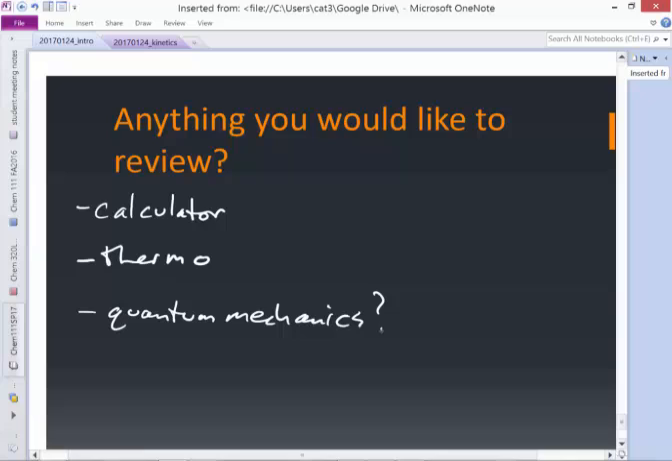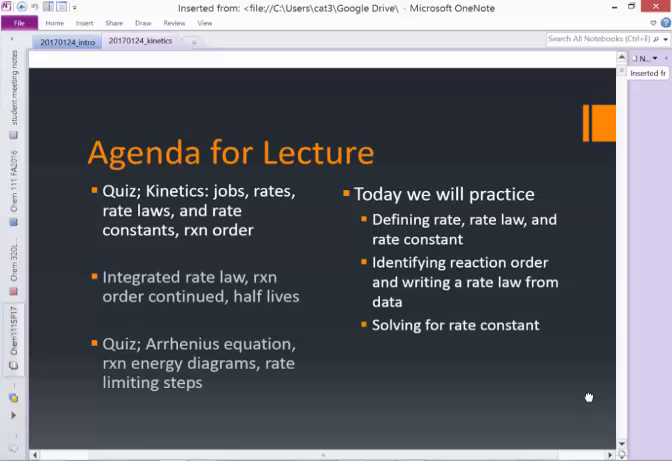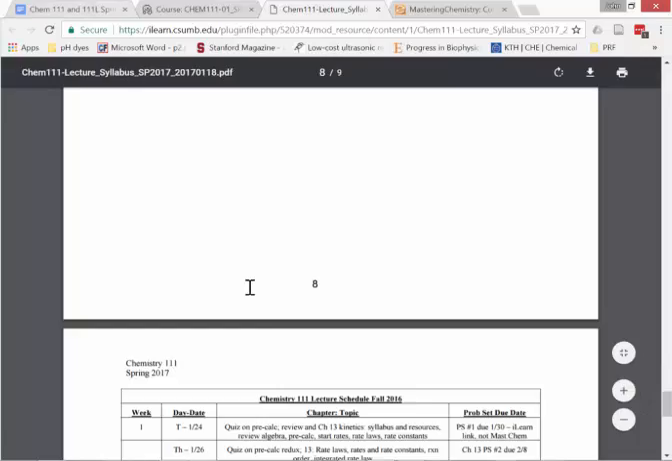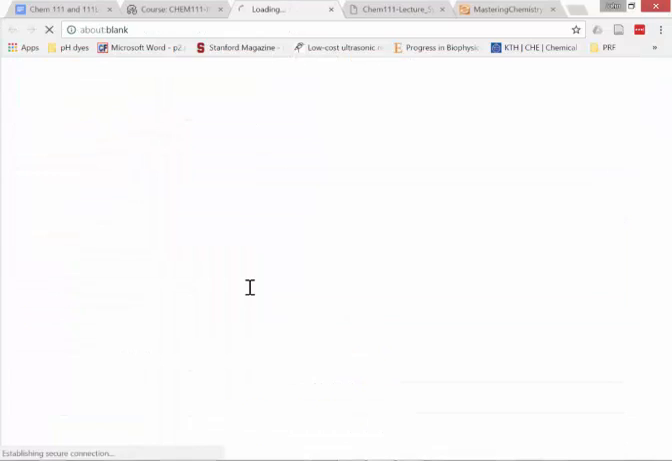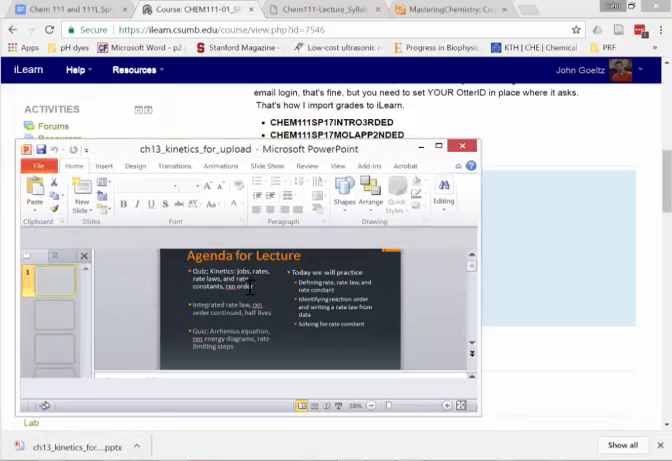Without much further ado, I think we should start Chem 11. But I don't want to. You know what we should do? Let's go to iLearn, and I'll show you different ways you can print the slides. We already went through chapters 10 through 12, intro and review. Let's do kinetics. I click on that, it downloads. Hey, that looks familiar. That's what he's writing on, kind of smaller.